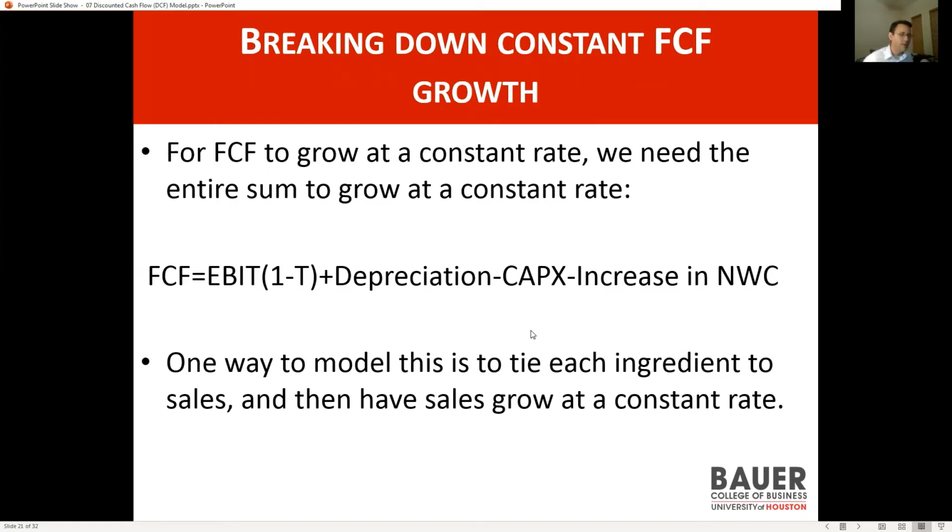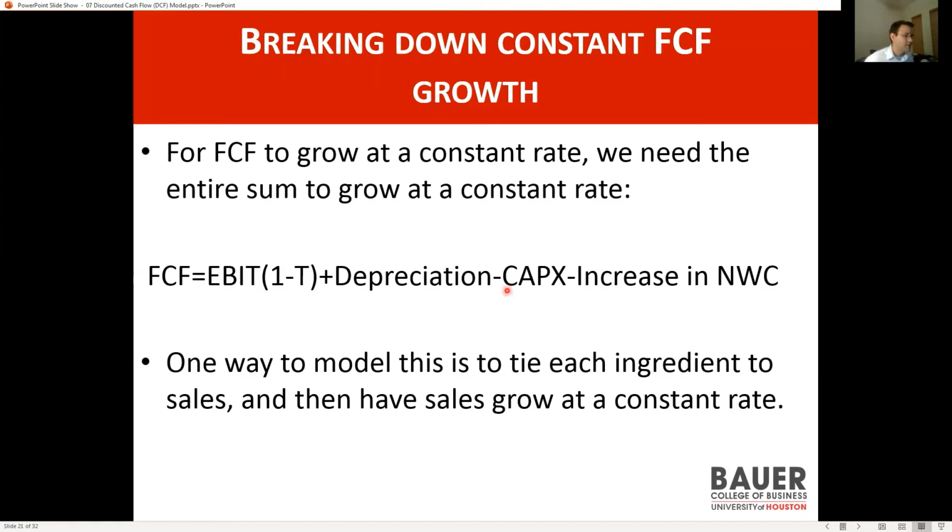One common way to model this terminal growth is to tie each ingredient to your sales, your revenues, and then have your sales grow at a constant rate. What we'll see is that you can assume that your gross margin is going to be constant. Basically, your profit margin is going to be constant. That means that however much you sell, a fixed fraction of that is going to be profit. So if your sales are growing at a constant rate, then your profit is going to be growing at a constant rate.